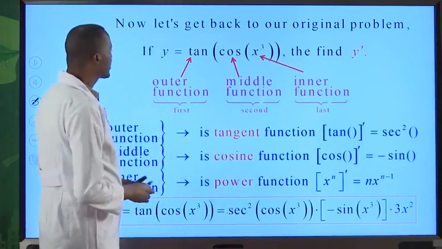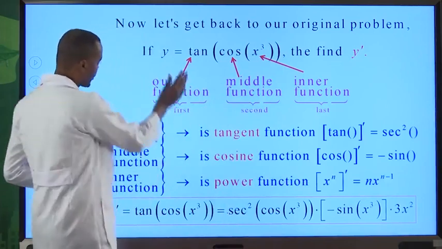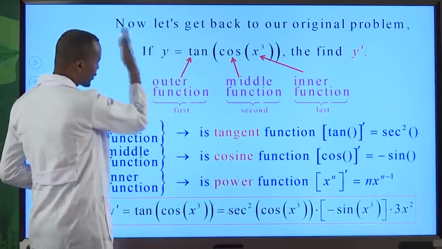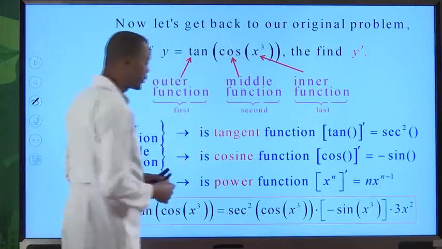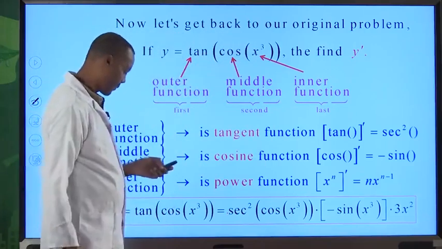And it's very simple: you always differentiate the very outermost function as an argument of what is inside, and keep going until you finish everything.